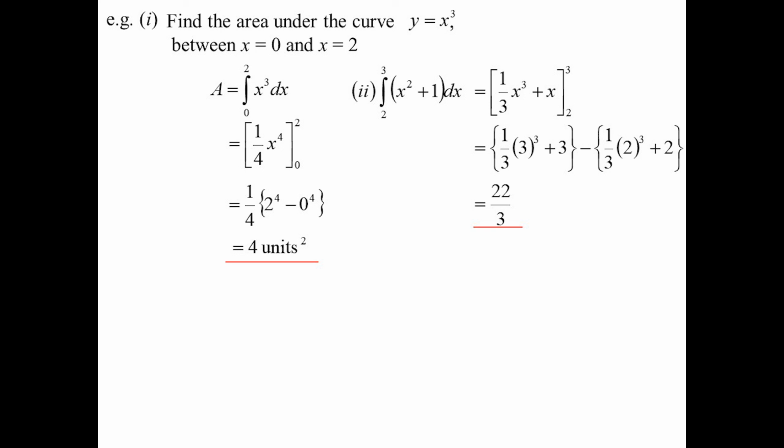The area is an application of the integral. So in the first one, yes, I was finding an area, so I put the units on it. The second one is simply saying, find the value of this. So I don't put units down. So it's 22 on 3.